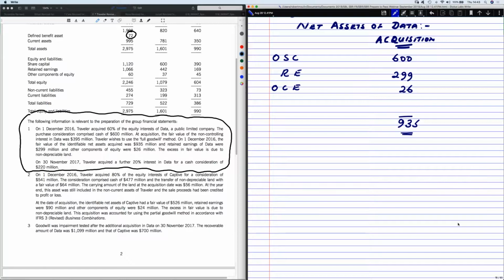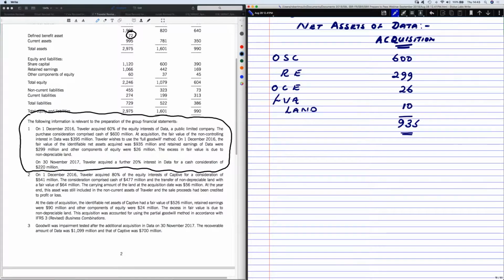So what's the difference, everybody? What is the difference here? Absolutely right, everybody. We've got a fair value adjustment, and it is to do with land. It is to do with land, and that is a fair value adjustment of 10.